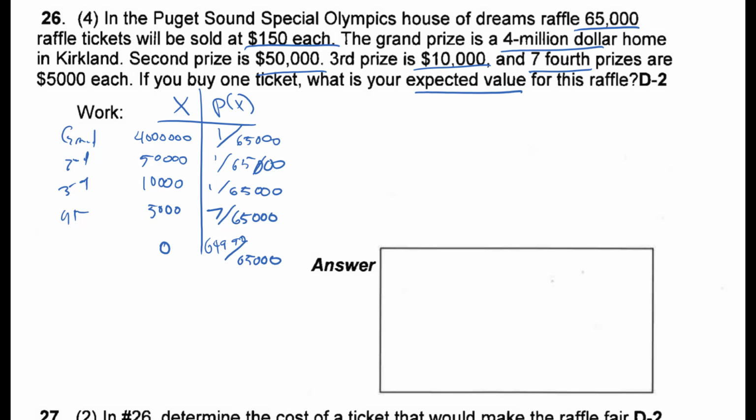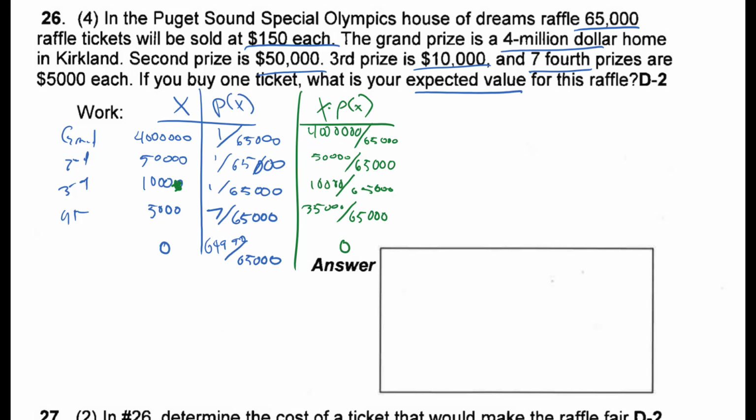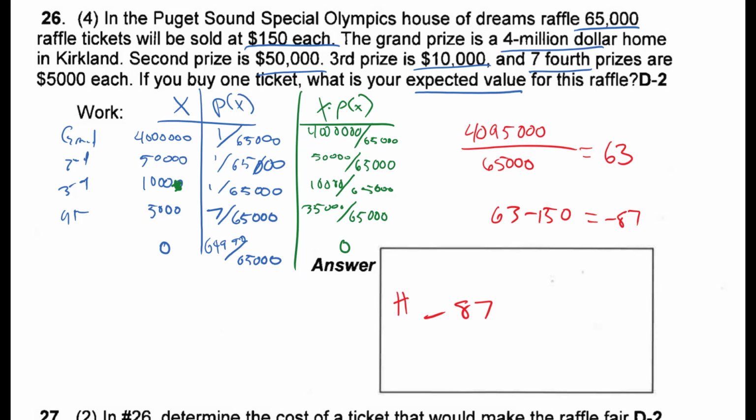Okay, so what I really need to calculate out of all of this is the expected value. So that's just going to be multiplying straight across. Okay, and then all I have to do is add them up. I notice that they're all over 65,000. So on the top we get, let's see, something like 63. Now, here's the big problem. Each one sold at 150, so I need to do 63 minus $150. And that gives me a negative 87. So the expected value is negative $87 for each ticket.